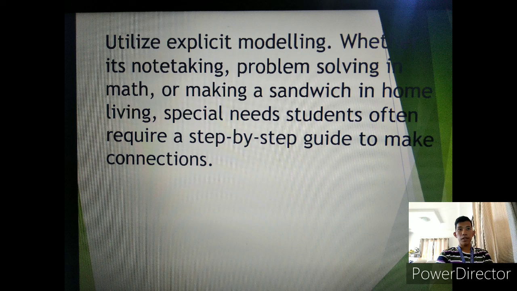Utilize explicit modeling, whether it's note-taking, problem-solving in math, or making a sandwich in home living. Special needs students often require a step-by-step process to make a connection.